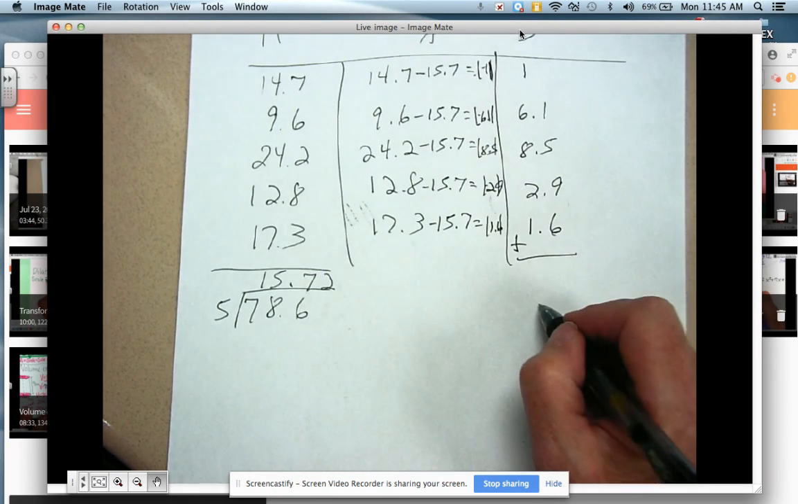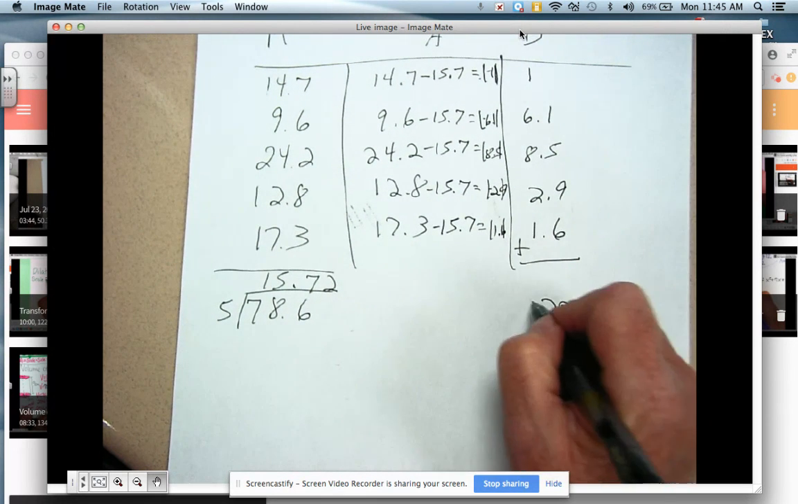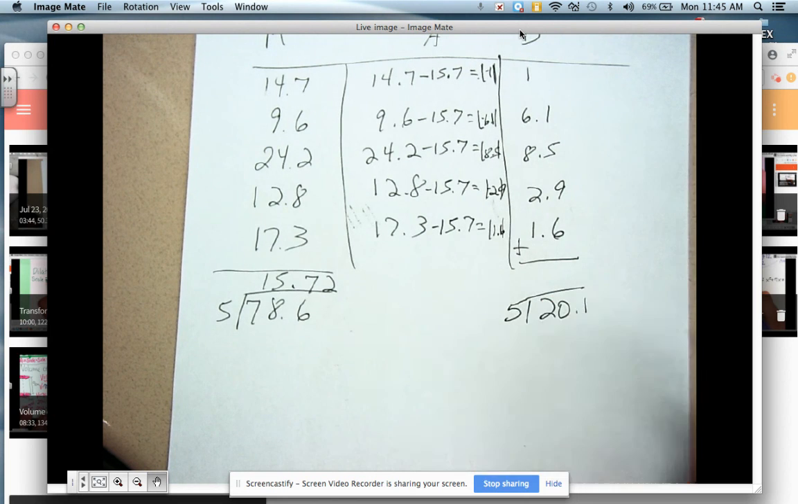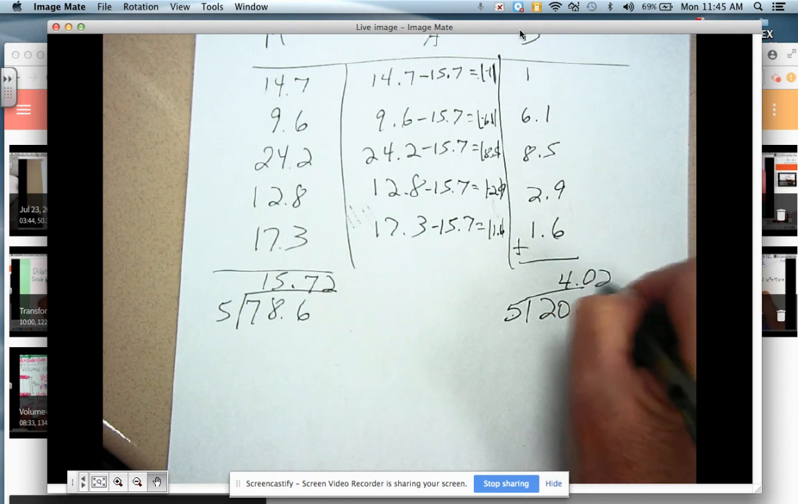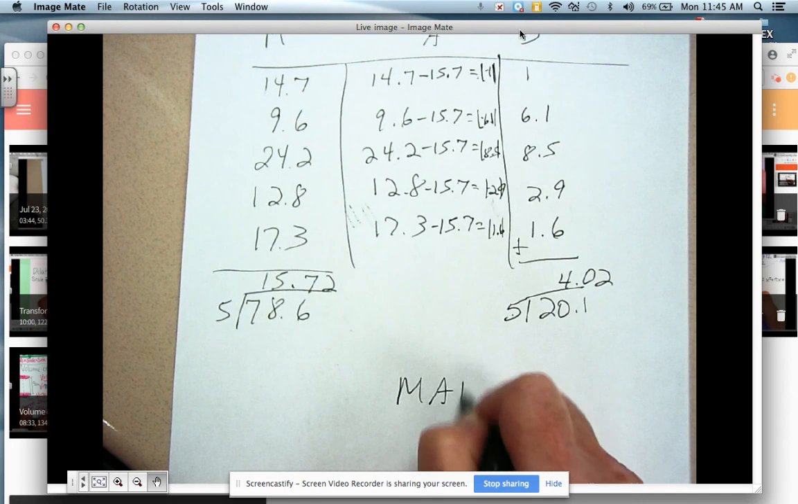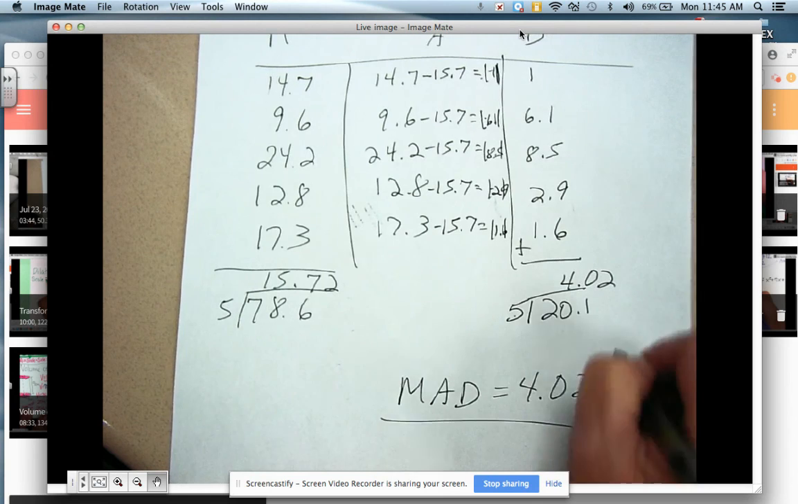So now we're going to add these up and find the mean, or the average, again. So when I added all these up, I got 20.1. We're going to divide it by 5 because we have 5 different numbers. And my final answer was 4.02. So for the MAD for this set of data, I got 4.02.